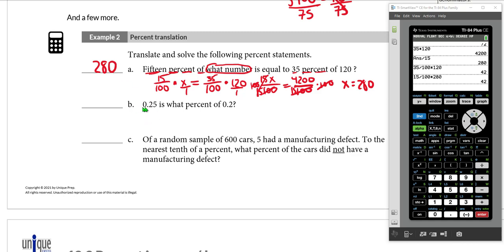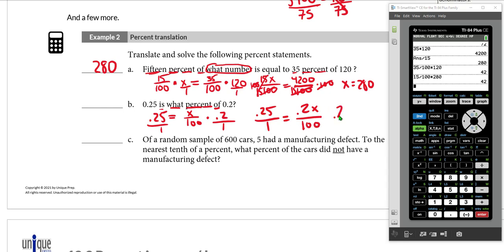In example 2b, we get 0.25 is what percent? What percent is x over 100, of is multiplication, 0.2. Again, I'm going to slap a 1 in the denominators for 0.2 and 0.25. Again, I'm just going to do what we've been doing. 0.25 over 1 equals 0.2x over 100. In this case, I am going to just cross multiply.